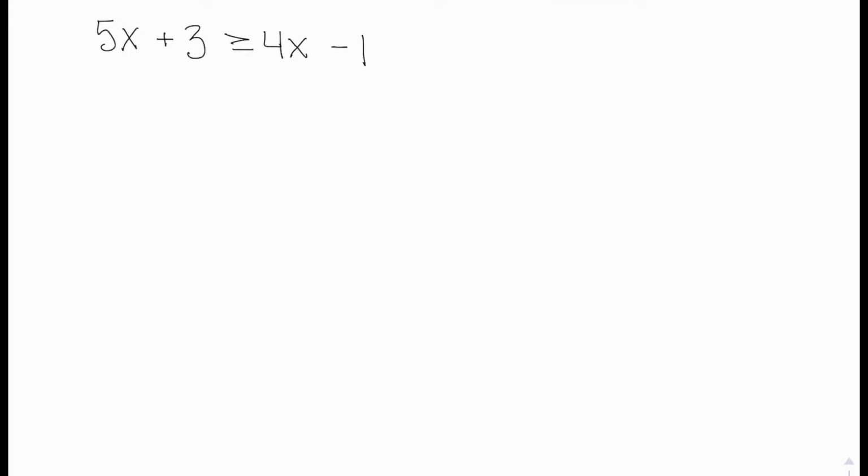To solve this linear inequality, we can start by using the same techniques that we would use to solve a linear equation. To group the x's together, you could either subtract 5x from both sides or subtract 4x from both sides. I'm actually going to go ahead and subtract 5x from both sides.